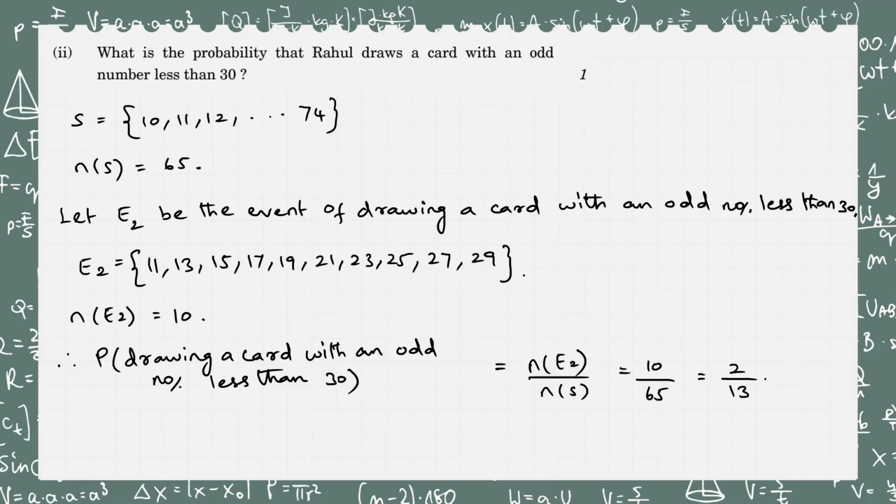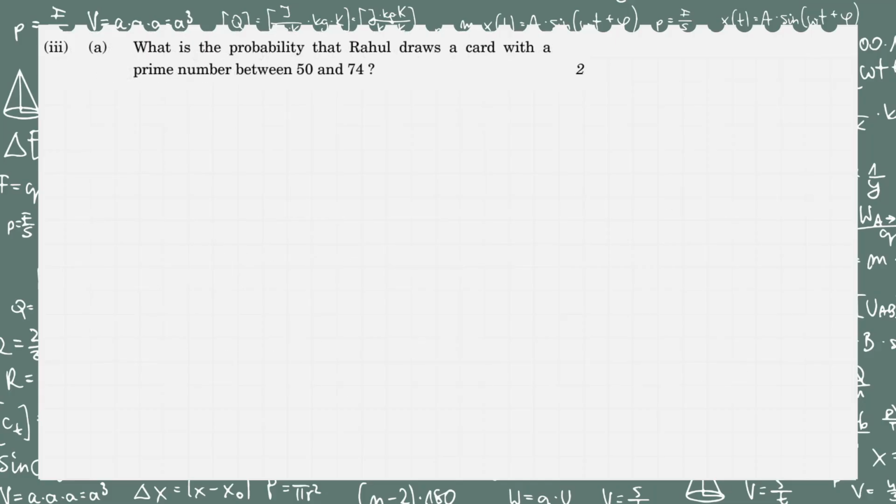Okay, now let us move on to the next. Option 3 has two choices. The first one is, what is the probability that Rahul draws a card with a prime number between 50 and 74? Okay, so we need to write the sample space again as usual: 10, 11, etc. up to 74, and the count of total available items in this is 65 as usual.